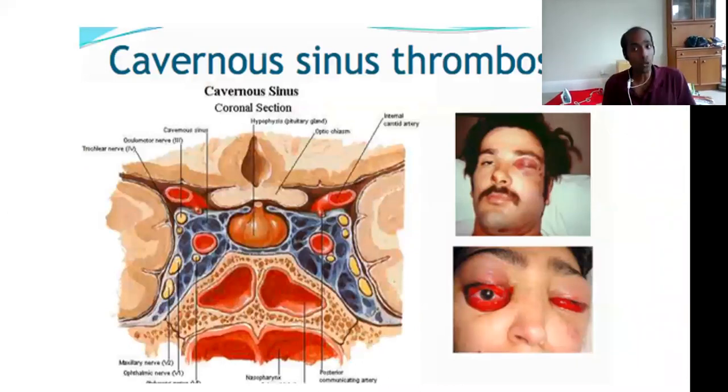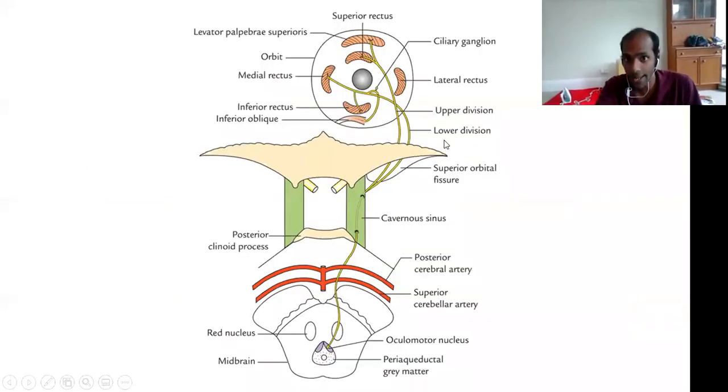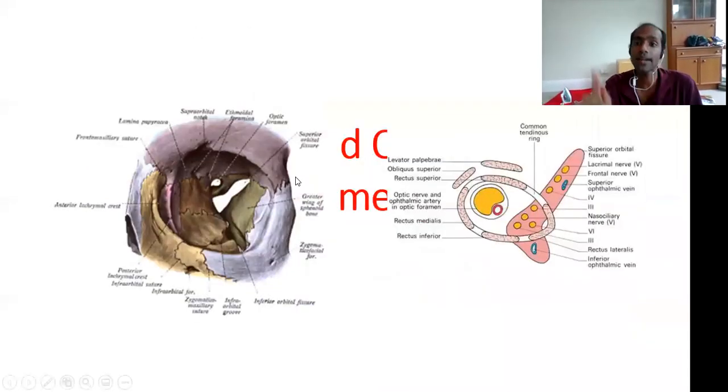3, 4, 6 are together with the ophthalmic and maxillary divisions of the trigeminal nerve. So if it's a lesion there, you get all of those involved. If it's a lesion in the superior orbital fissure right there, then 3, 4, 6 and only the ophthalmic branch of the trigeminal nerve are involved.